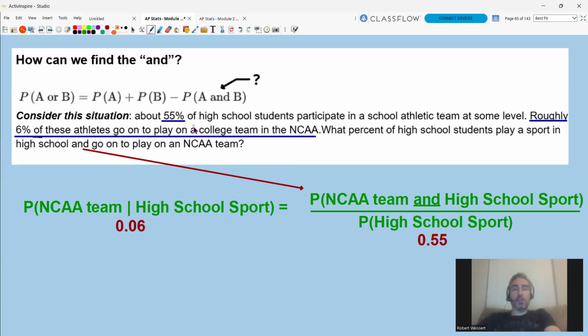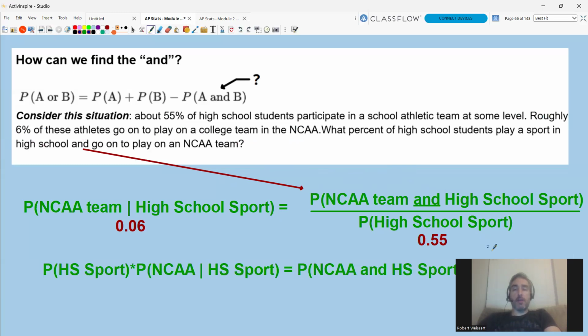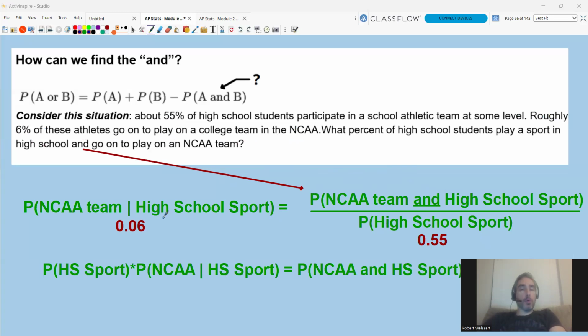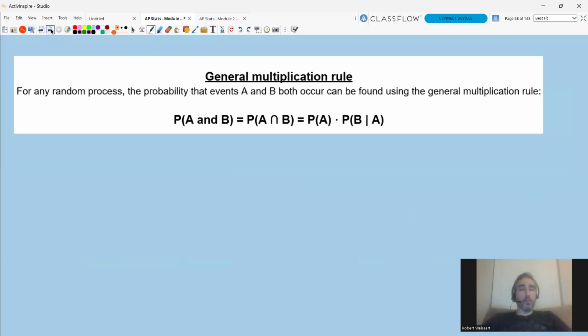Now, that 55% is just the percent of students who participate in a school athletic team. So to get the and, this is just an equation. And at the end of the day, we just want to multiply these numbers together. So we're going to multiply the high school sport and the conditional probability NCAA team given high school sport. And we'll get 0.55 times 0.06, which is 0.033, which represents the probability that they're on both an NCAA team and played a high school sport. And that's the general multiplication rule. In this case, we just want to multiply any events together, being mindful of if their probabilities change due to it being a conditional probability.